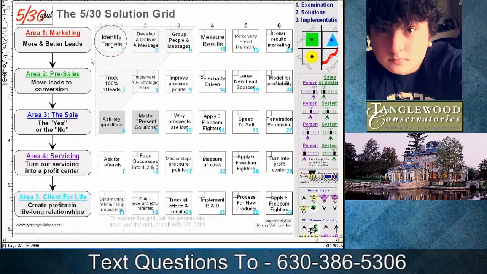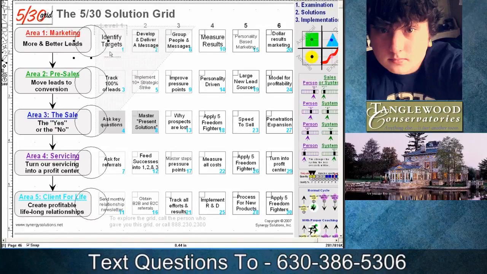With the 530 Grid, it works for any company in any industry, anywhere in the world. It also works with nonprofit and community-based organizations as well. There are 5 areas with the 530 Grid. Area 1 is marketing. Area 2 is pre-sales. Area 3 is the sale. Area 4 is servicing. And Area 5 is client for life. Within those 5 areas, there are 6 major important steps, also known as the Golden Triangle.